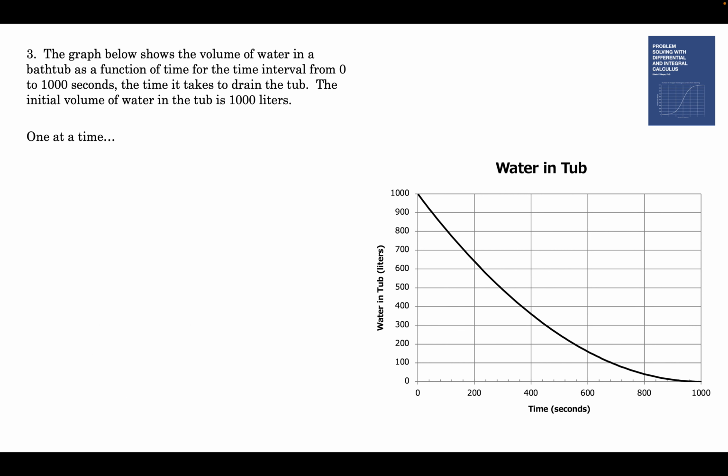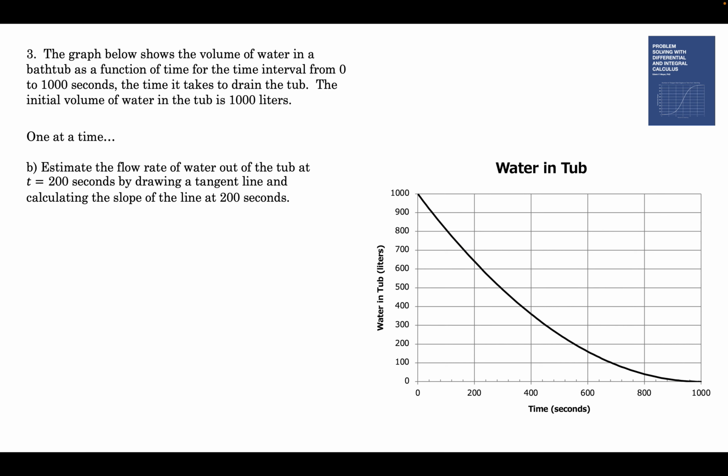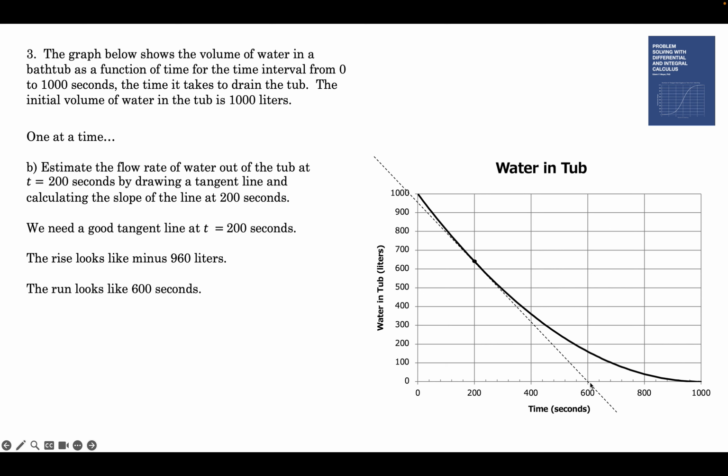On to part B. Part B asks for the same thing at 200 seconds. What's the drain rate? Let's label the point and draw a good tangent line at 200 seconds. That's 900, that's 1,000, that's about 960. So the rise is minus 960, and the run is nice, it's 600 seconds. So the slope is minus 960 liters in 600 seconds. That's the rate at 200 seconds: minus 1.6 liters per second. We can see that the drain rate is a little bit less at 200 seconds than it is initially.